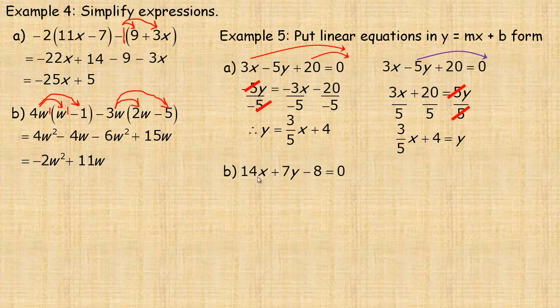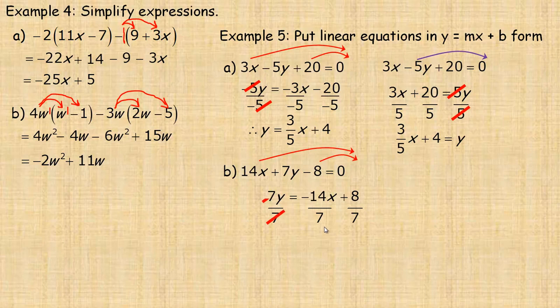For b here, the next one, again, I want to isolate for the y term. So get the 7y alone. So take the 14x and the -8 both to the right side. And of course, they change signs. So the 14x is positive here, it'd be negative there. The 8 was negative here, it'd be positive over on the right. And then divide out the 7.